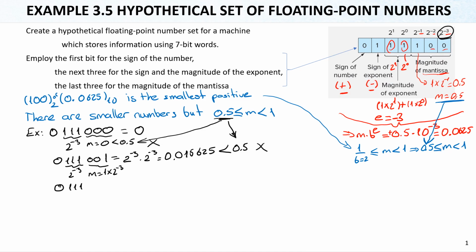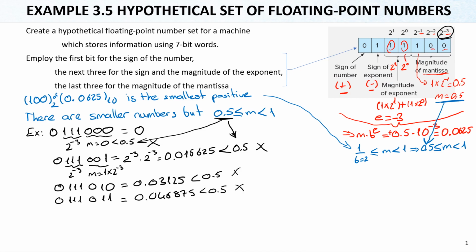Similarly, 0 1 1 1 0 1 0 and 0 1 1 1 0 1 1 are also the same. Let me write the results quickly. You can calculate them as practice. 0.046785, and these are all smaller than 0.5. That's why these are not useful. We cannot use them. After this, the next highest is this value, and it is exactly 0.5. That's why we can start with this. This is the smallest positive number for this reason. So in here we can also start from m equals 0.5 and increase the numbers. Let's try to do that here.